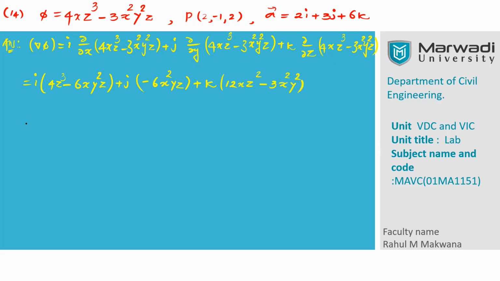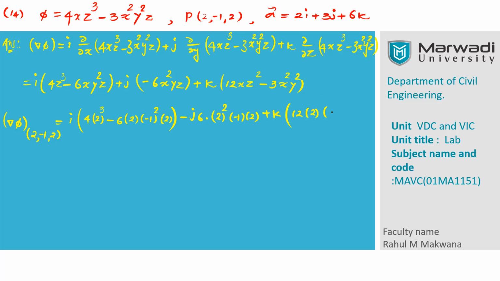Now putting this point, gradient phi at 2, minus 1, 2. So x is 2, y is minus 1, z is 2, plus minus minus 6, x is 2, y is minus 1, z is 2. Then we have 12, x is 2, z is 2, x is 2, and y is minus 1.